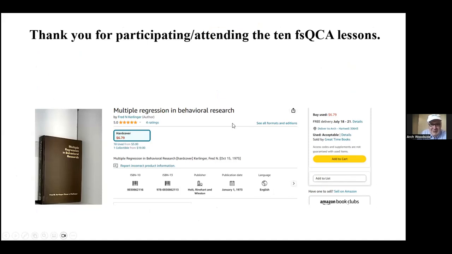I do want to mention to you that if you're not familiar with multiple regression analysis, I think this is the finest book you can get, Multiple Regression and Behavioral Research. And you can get one for less than about $10. That includes shipping. Get a used copy. This is the one I recommend. Make sure you get the first edition of this book. Multiple Regression and Behavioral Research by Kerlinger and Pedhazur.